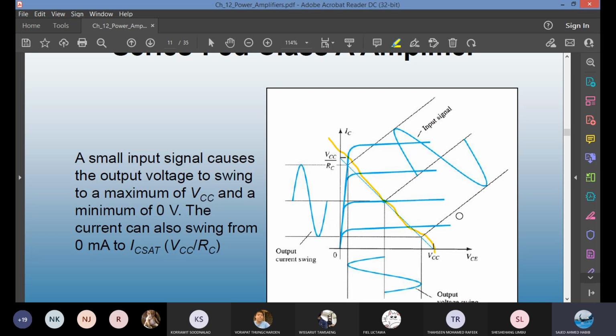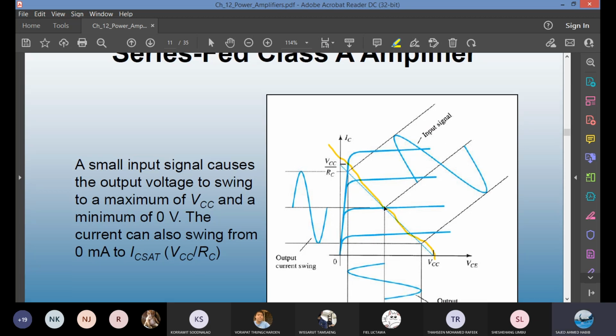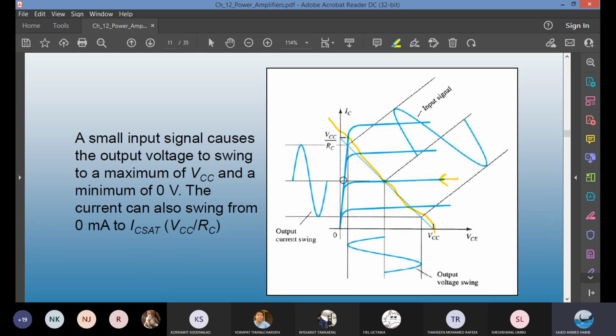What else is happening? This is your Q point, this is the base current. Assume that this is your IB. We found out IB is here. The load line intersects IB, and you have your Q point. You have an ICQ, this is DC. You have VCEQ also from DC.